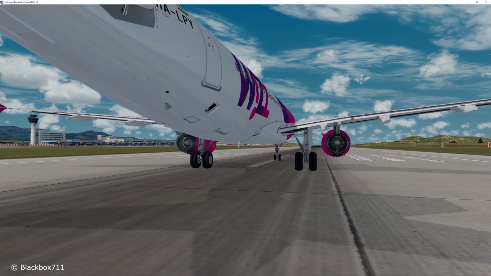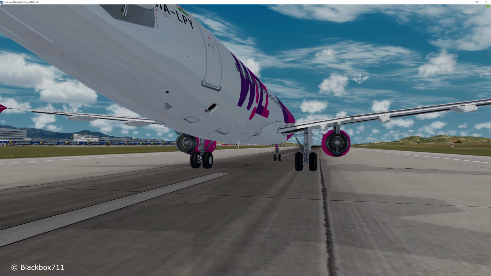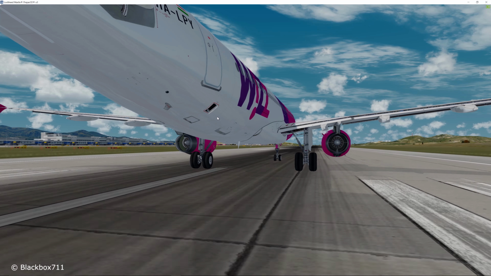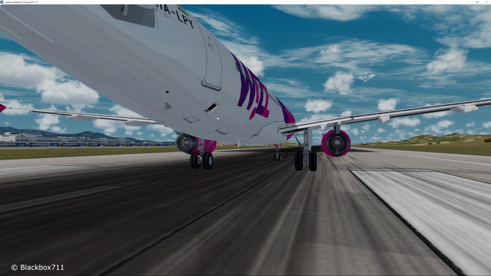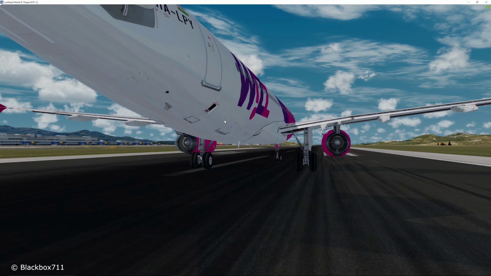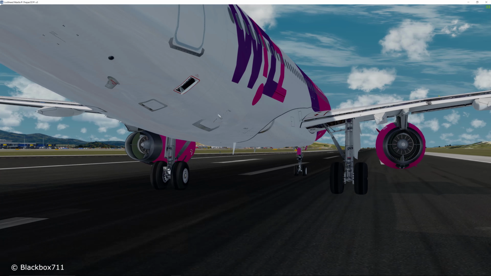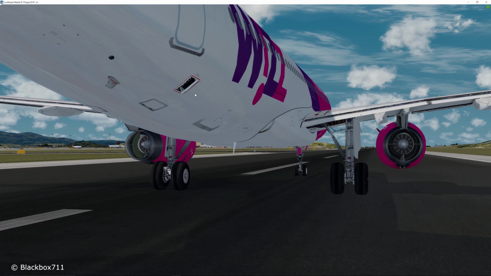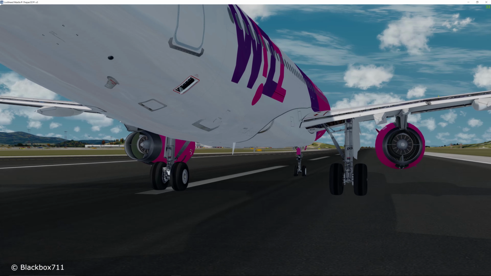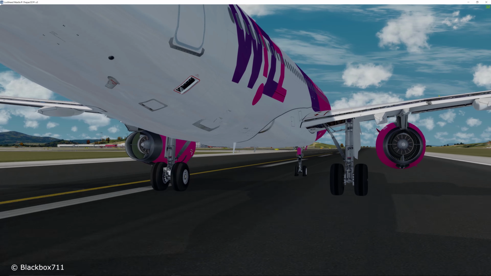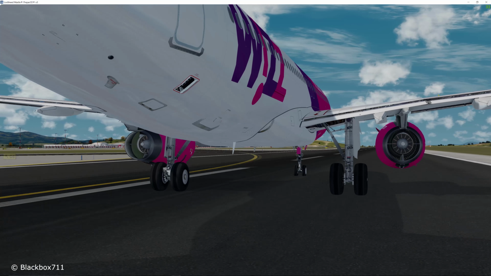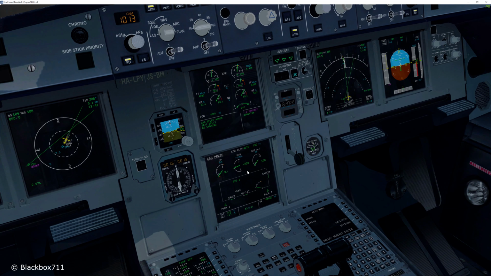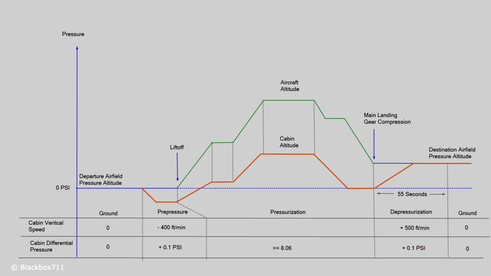And that is simulated quite nicely by the FSLabs A320. You can see the outflow valve closing ever so slightly. It's not closing completely, it's just closing enough to slow down the outflow and hence pressurize the cabin. You heard me correctly, it is pressurizing the cabin, i.e. the differential pressure is actually getting negative. And that is to avoid pressure surges which will happen during acceleration and the climb phase.